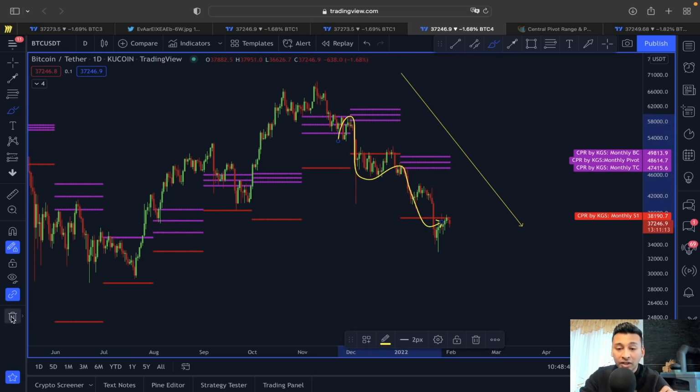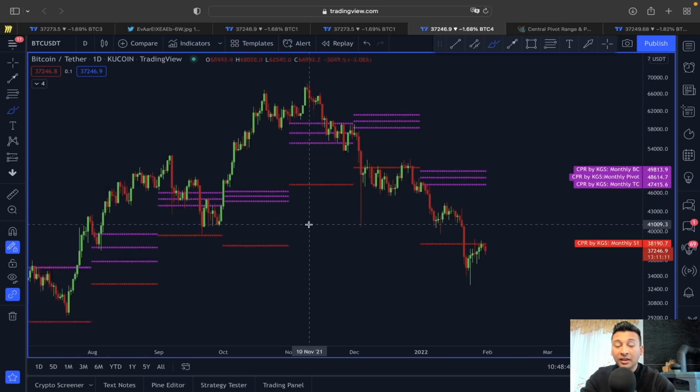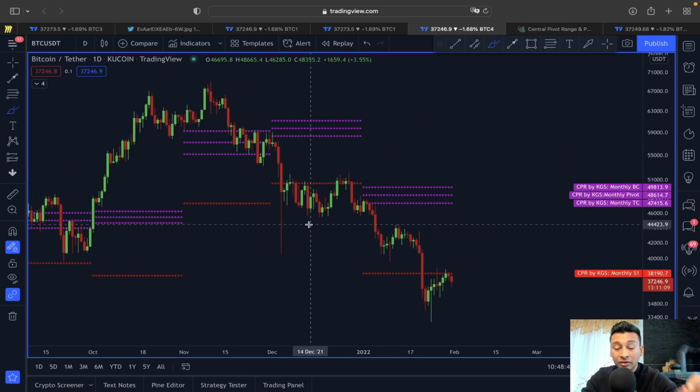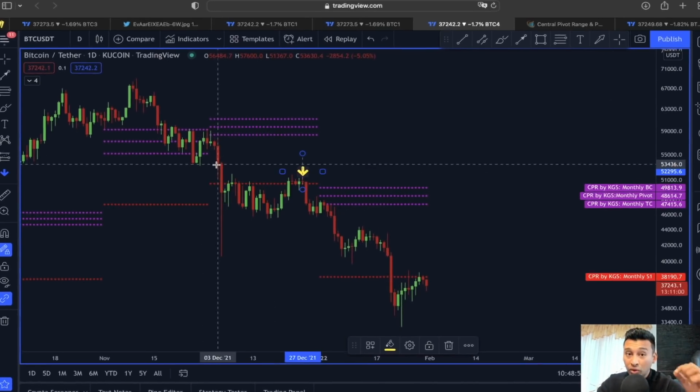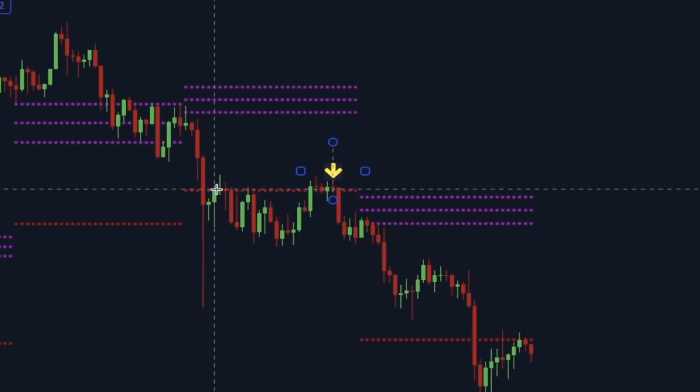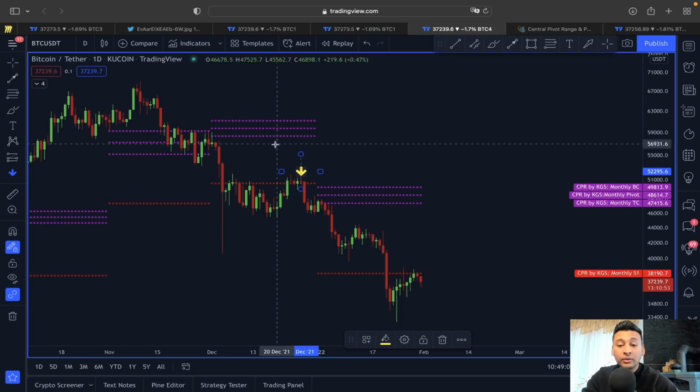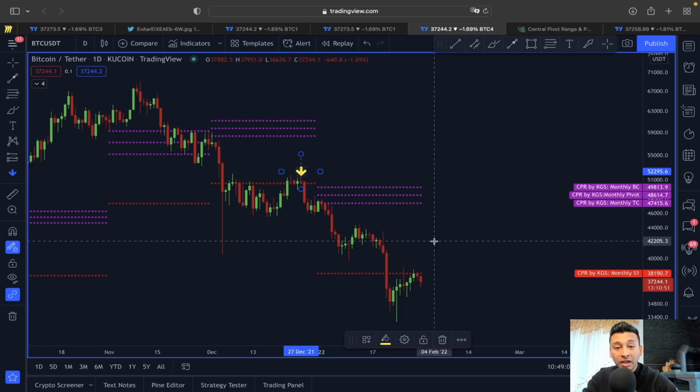And for us right now, the most important resistance is this 38,200, 38,300, because we are well aware, just like here from the past Bitcoin price action, when the price of Bitcoin closed below the monthly CPR lines, it showed weakness, and second, the monthly S1 target line acted as a resistance before price had this bigger retracement.